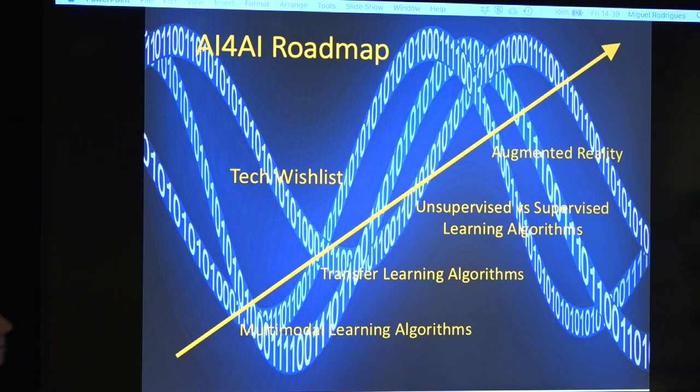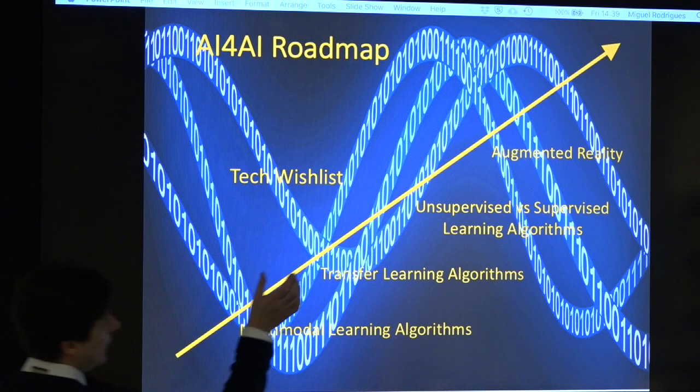We also need, for example, transfer learning algorithms, so algorithms that learn in one domain, but can transfer much of the knowledge that we have learned in one domain to another domain. Humans, apparently, are very good at doing that. Machines are less good at doing that.